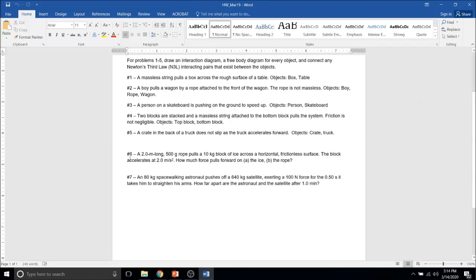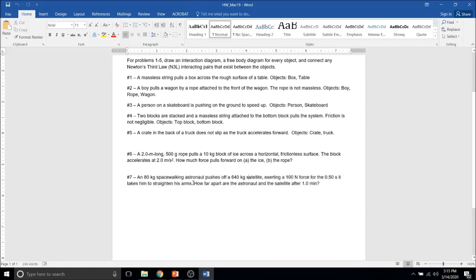And then you have 2 problems that do have numbers on them. Number 6 is a straightforward force problem. Free body diagram for each of the 2 objects that we're interested in, which apparently is the ice and the rope. So do that. For number 7, we have an astronaut. And we push off a satellite. This is a basic Newton's third law interaction pair problem.